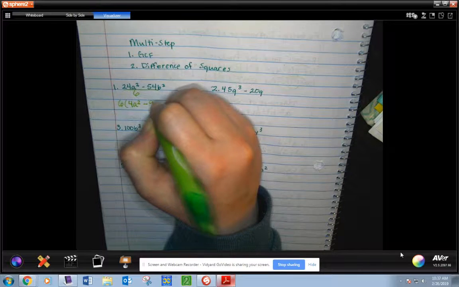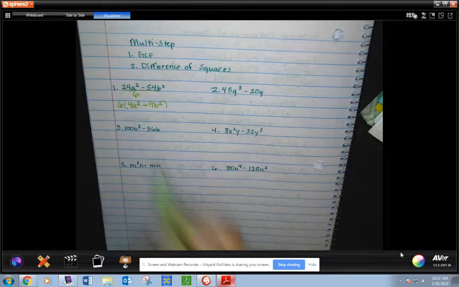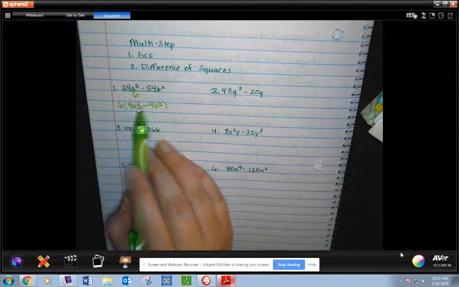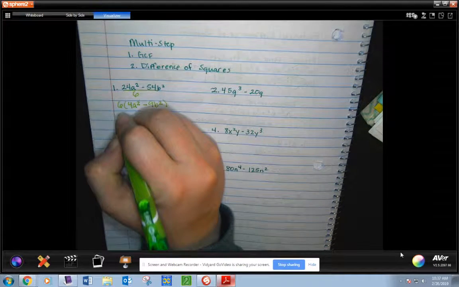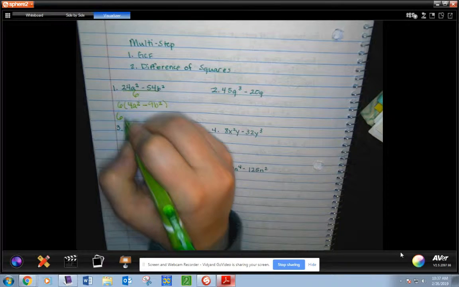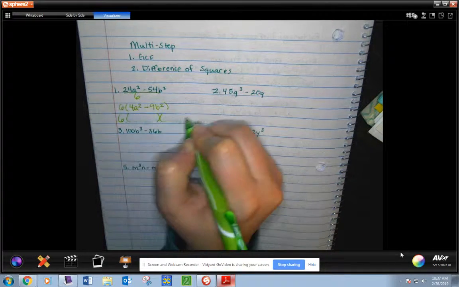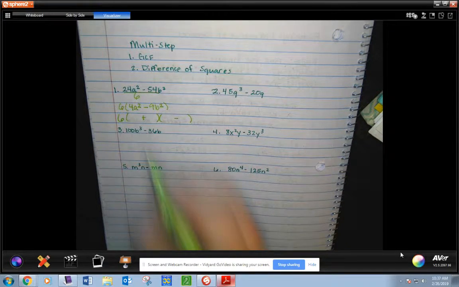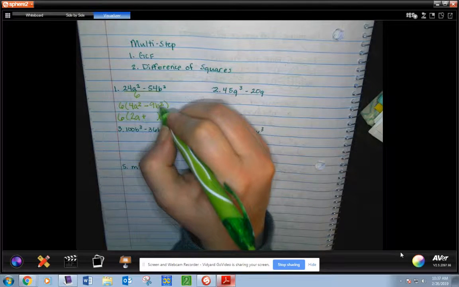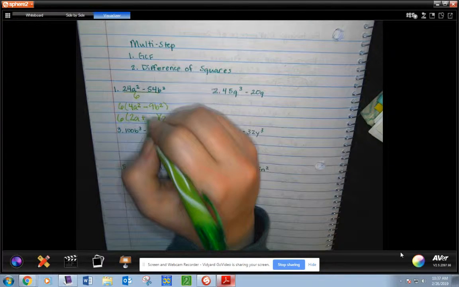is 9b squared. Okay, now I look at the parentheses to see if it's a difference of squares. It is subtraction, and those are perfect squares. So the first thing I'm going to write is my GCF. And then I open up my two factors like what we were doing on the front. One's a plus, one's a minus. 4a squared splits to 2a. 9b squared splits to 3b.